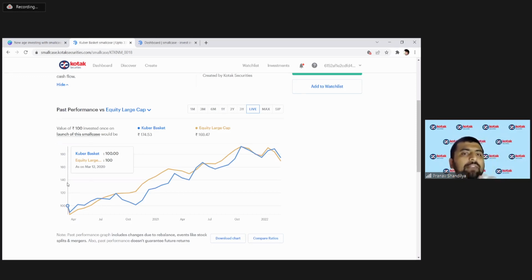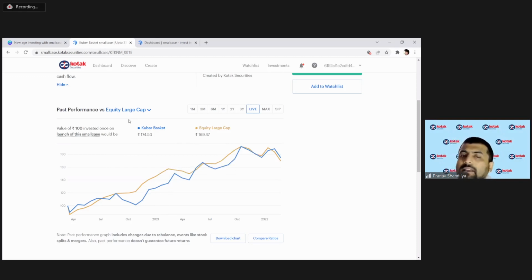So this has been made live roughly 2 years back. And in these 2 years, every 100 rupees invested in the Kuber basket would have become 174 rupees, whereas every 100 rupees invested in the equity large cap would have become 169 rupees. So it's as simple as that. And this graph is showing investors that particular calculation.